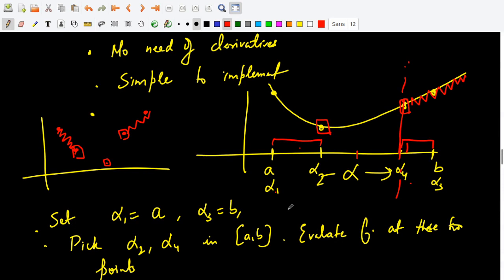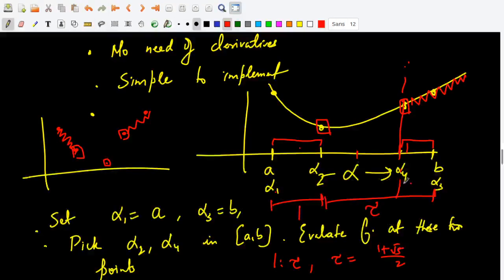So this is called golden section because of this ratio, from here to this. So this is 1:tau, where tau is the value of the golden ratio, which is (1 plus square root of 5)/2, and this can be shown quite easily that if you use this tau, then you will steadily reduce the region, and it is fairly efficient.